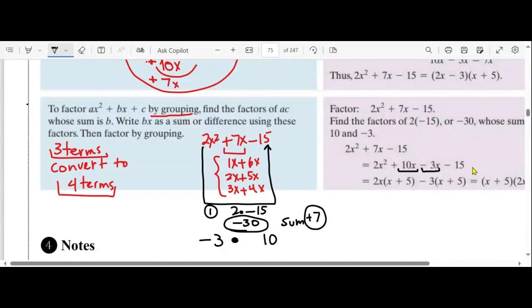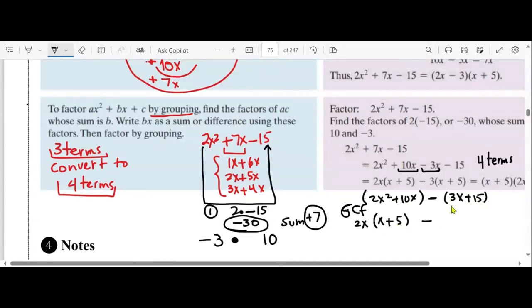Now, how many terms do I have? 4 terms. I take the first 2 together, which is 2x squared plus 10x. Group them together. And I put minus here, and I have 3x plus 15. Now, what is the greatest common factor here? 2x. And what's left? X plus 5. And what's the greatest common factor here? 3. What's left? X plus 5.